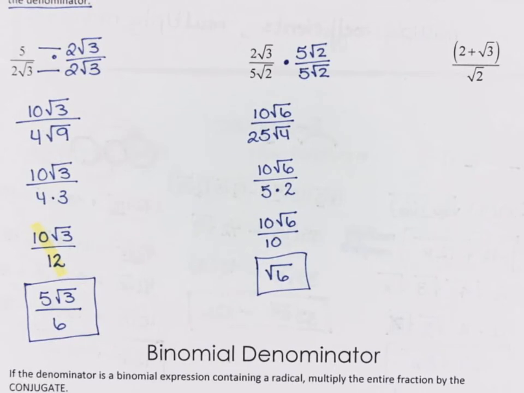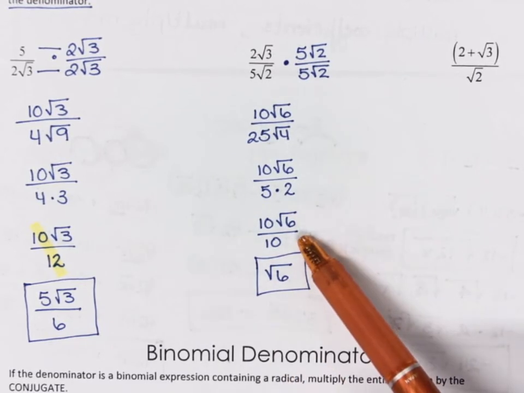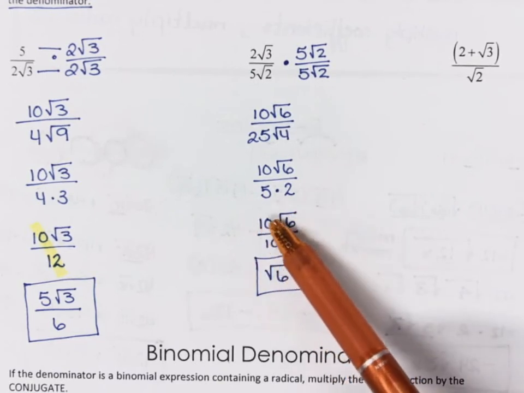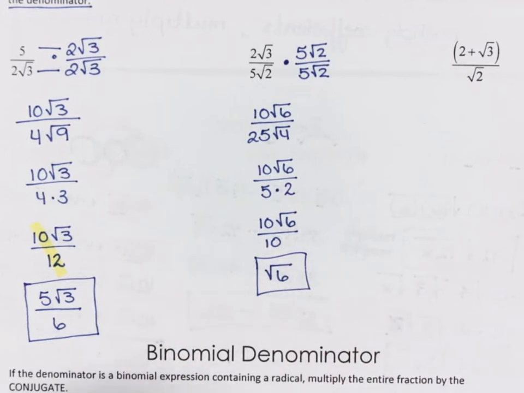So I think the common mistake would have been to stop here. But you can divide 10 by 10. Those go into each other evenly, or you can reduce it. 10 divided by 10 is going to be 1, but we're not going to write the 1 in front of the root 6.